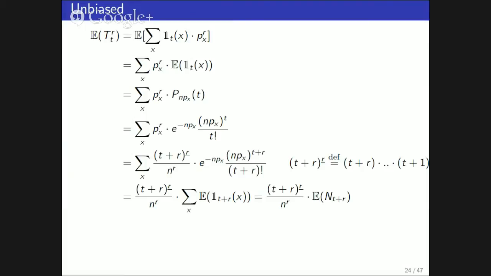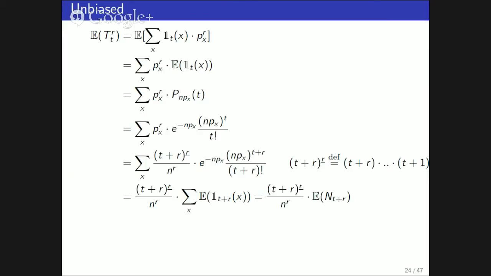By linearity of expectation, it's the summation of p times the expected value. Now, this indicator function is just a Bernoulli variable, so its expectation is the probability that it's 1. In other words, this expectation is the probability that x appears t times. The number of times that x appears is distributed Poisson with parameter n times p_x. So it's the probability that a Poisson(n p_x) variable equals t. This is the formula for the Poisson: e to the minus n p_x times this quantity.